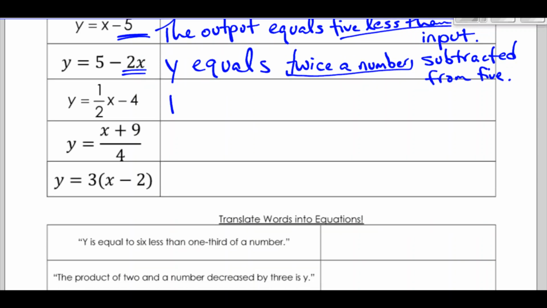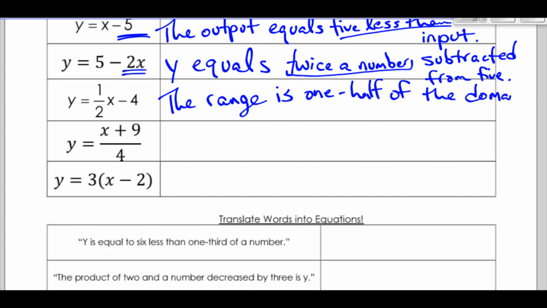All right, the range, or the y, is 1/2 of the domain minus 1. Again, there's a bunch of different ways that you could say these. I just want to give you certain examples. When you see that phrase 1/2 of, that's multiplication. It's 1/2 of the domain, or 1/2 times the domain.